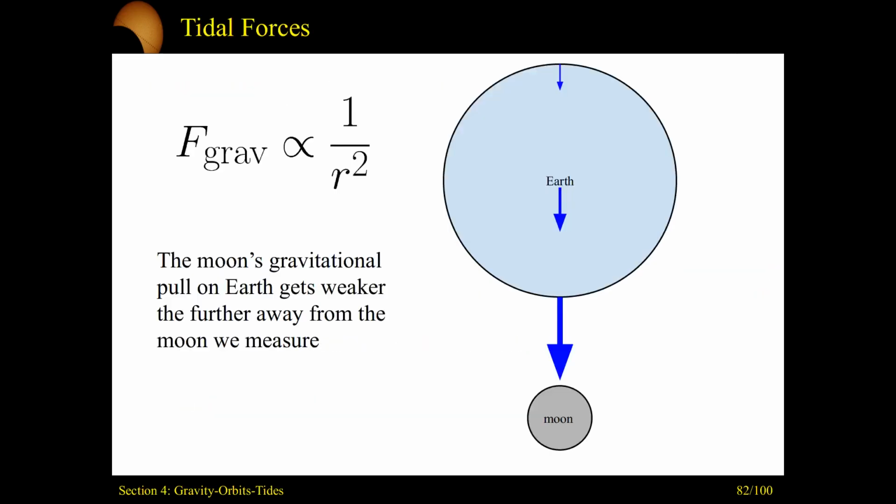Let's construct what we're going to eventually dub the tidal forces by beginning with the gravitational force that we've studied so far in this section. The moon has a gravitational pull on the Earth, and the gravitational force is an inverse squared law. So the further away from the moon you get, the weaker the force is. You're going to have a strong force on the point closest to the moon, and it gets weaker and weaker as you get further and further away from the moon.